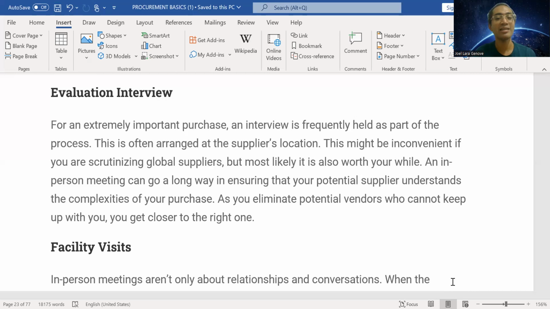I like that phrase. As you eliminate potential vendors who cannot keep up with you or your requirements, you are getting close to the right one.